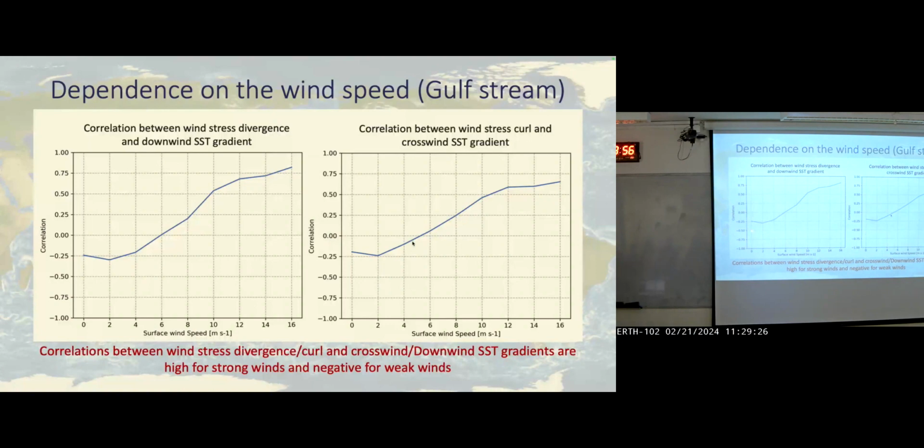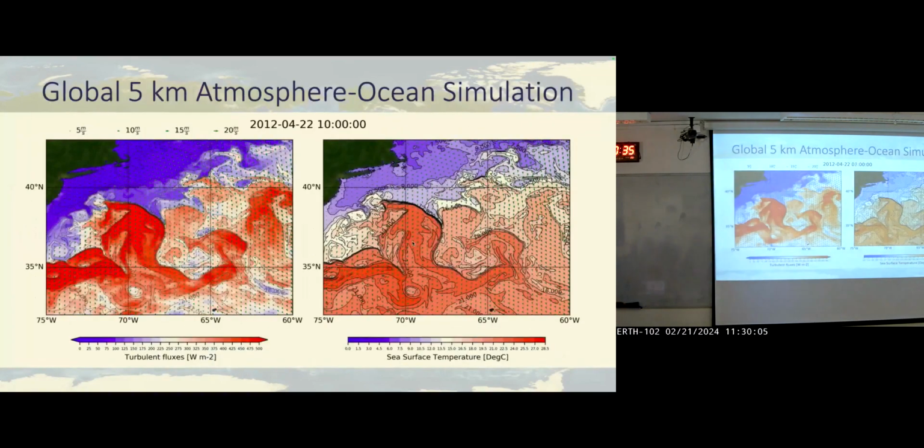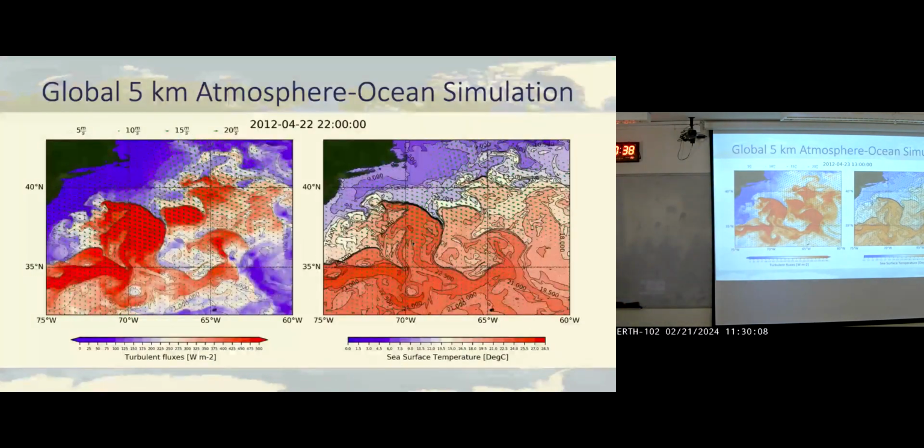And also when we calculate correlations as a function of the background wind conditions, we see what we expect from this movie. So very high correlation when the surface wind speed is strong. This is a correlation between wind stress divergence and downwind SST gradient, and the same for the curl. So high correlation when the wind is strong, but when we go to low wind conditions, we actually start to see negative correlations. Not very high negative, but negative. So positive correlation, but only when the background wind conditions are strong.